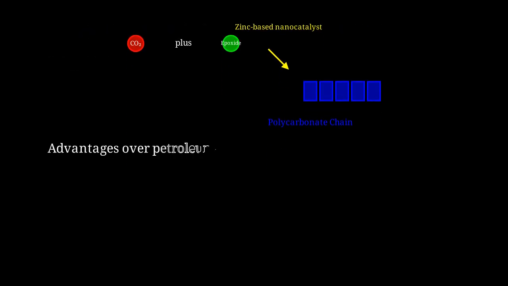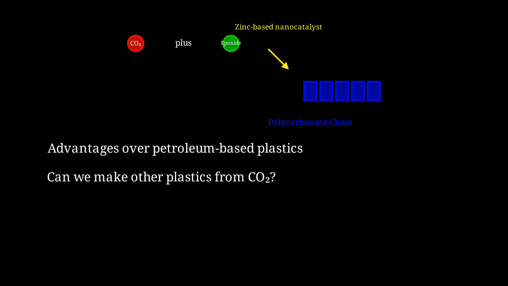What makes this approach revolutionary? First, it uses carbon dioxide as a raw material, effectively sequestering it. Second, it reduces dependence on fossil fuels. Third, the resulting polymers can be biodegradable under certain conditions. You might ask, can we make other plastics from carbon dioxide? Absolutely. Researchers are developing nanocatalysts for producing polyurethanes, polyesters, and even polyethylene-like materials from CO2.